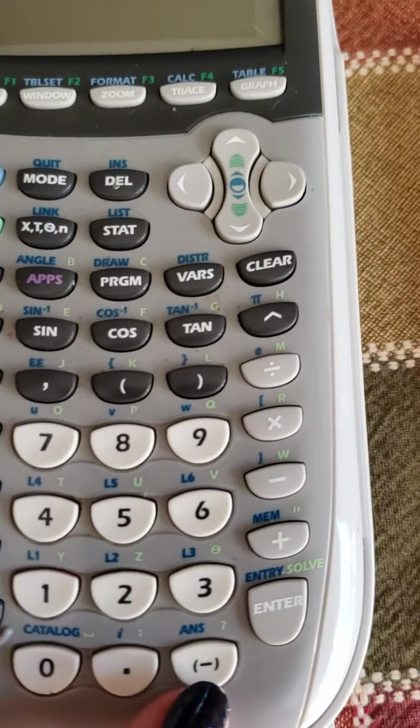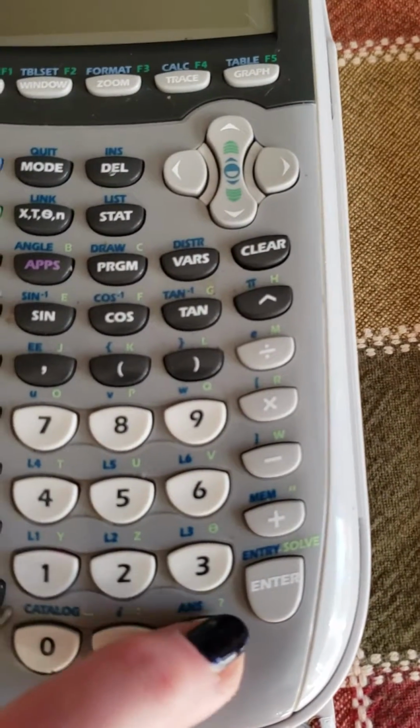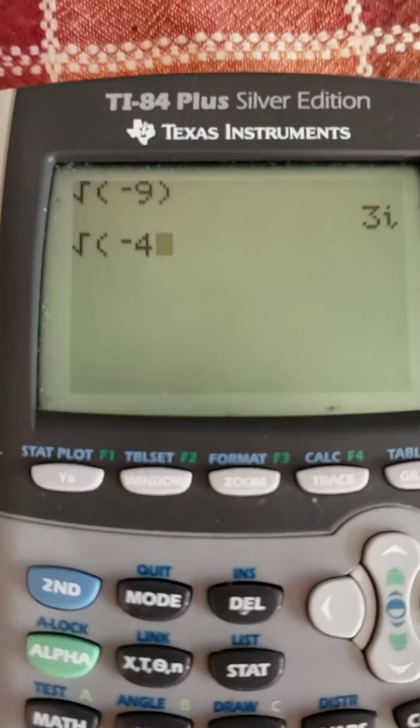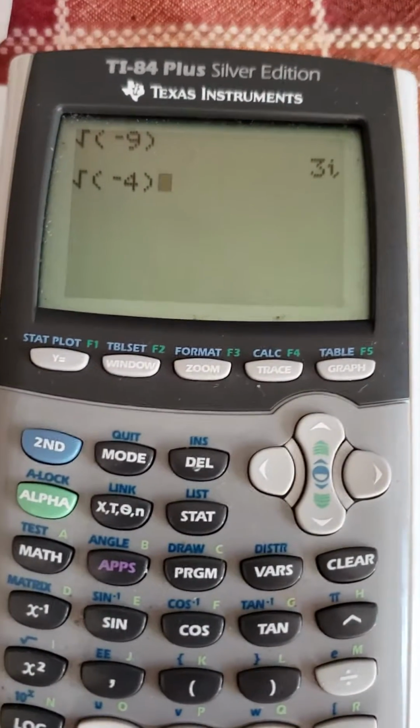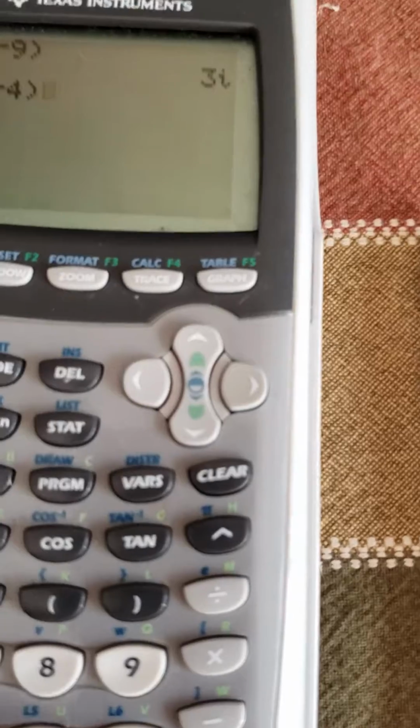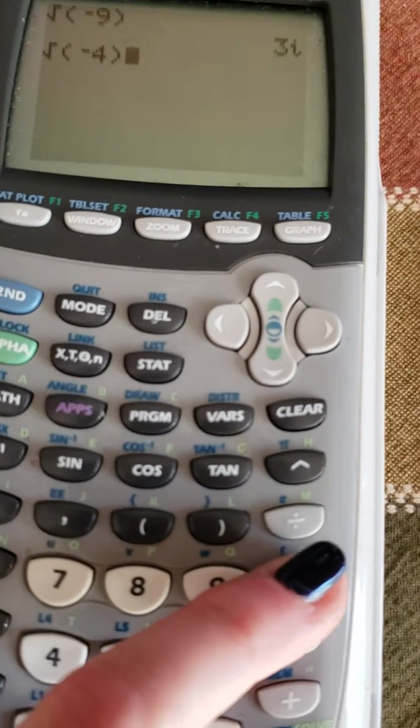Now be careful, you got to use your negative key, okay? So we're going to use -4. Okay, now my calculator is a little older model, so I'm going to close my parentheses. You probably don't have parentheses. And then I'm going to hit the times button just because I'm going to stay consistent.